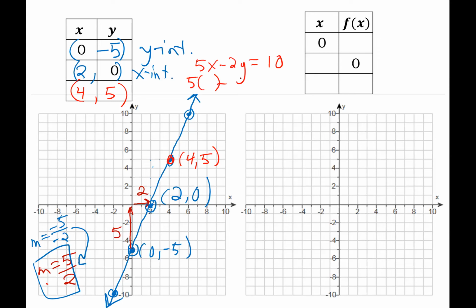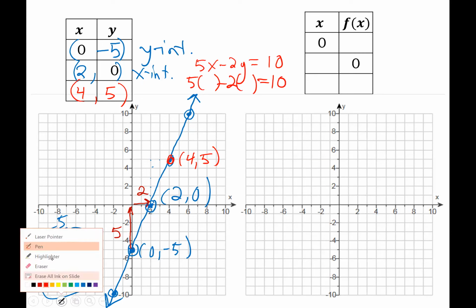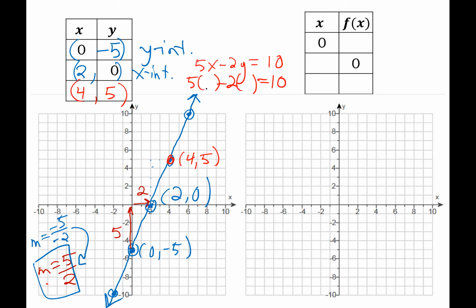So let's take that point. We're really going above and beyond by doing this. You do not need to do this every time, but I wanted to at least show you once. So I'm taking these coordinates and plugging in for x and y, replacing x with 4 and y with 5: 5 times 4, 2 times 5. 5 times 4 is 20.